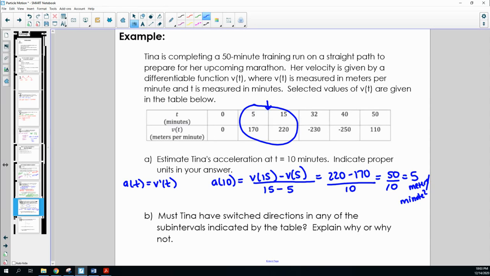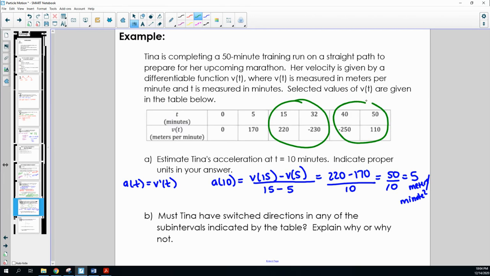And then for part B, must Tina have switched directions in any of the subintervals indicated by the table, and explain why or why not? Okay, so remember that a positive velocity means going to the right, and a negative velocity means going to the left. So when we look at this chart, we can see that right here the velocity is changing from positive to negative, and then again here the velocity is changing from negative to positive. So since the velocity is changing signs, that means that Tina is changing directions.